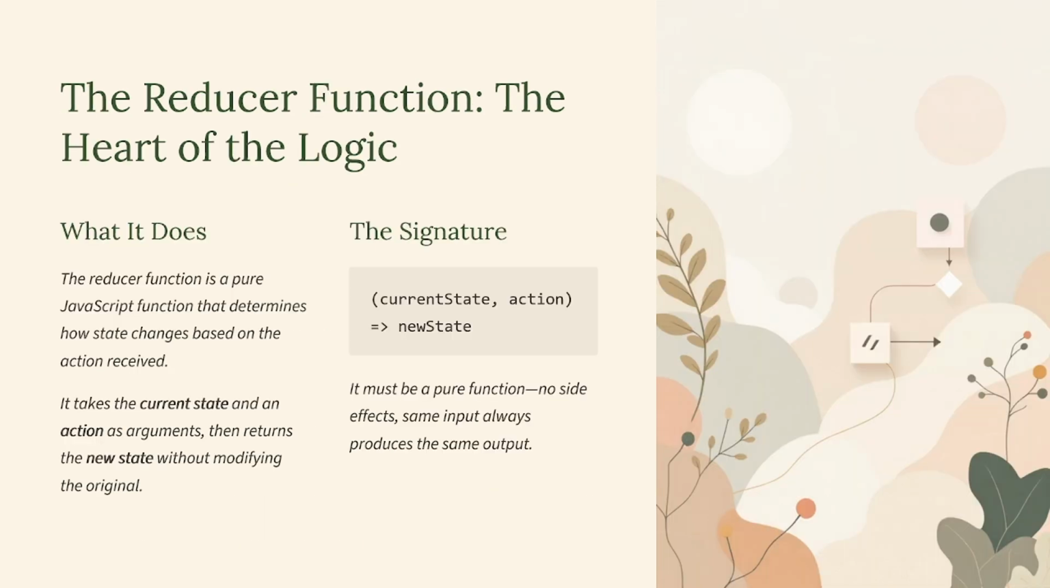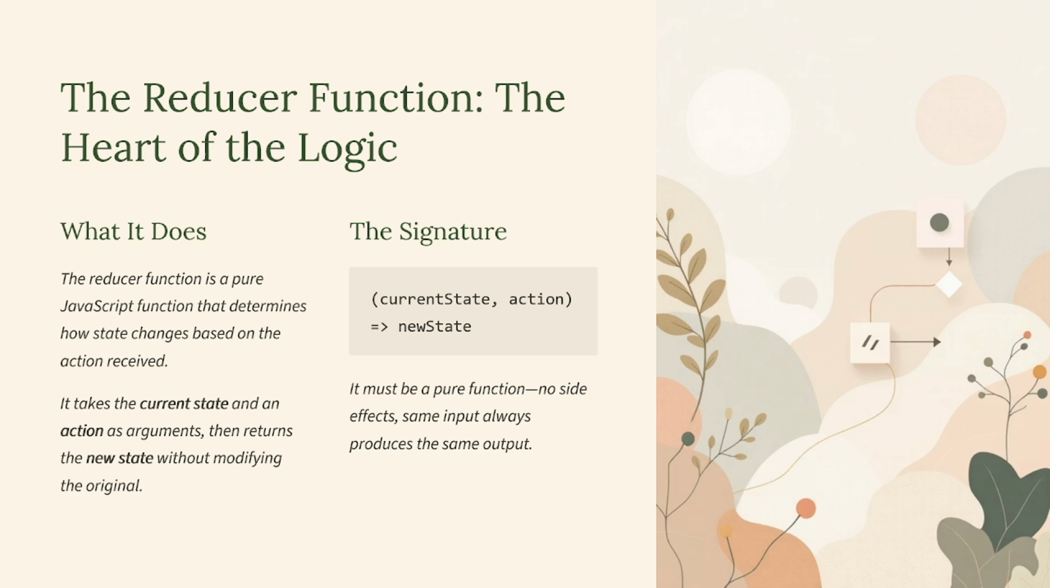The reducer function, the heart of the logic. What it does: the reducer function is a pure JavaScript function that determines how state changes based on the action received. Means it is saying on what type of action. Suppose you're typing on your keyboard, when you have typed one, why is only one displayed instead of two? Something is telling it to print one only. The same way here, it is telling that one action is received, and based on that action it is going to provide the output.